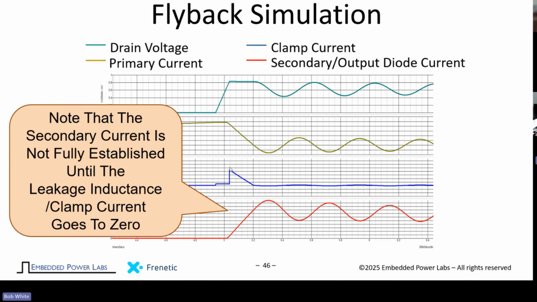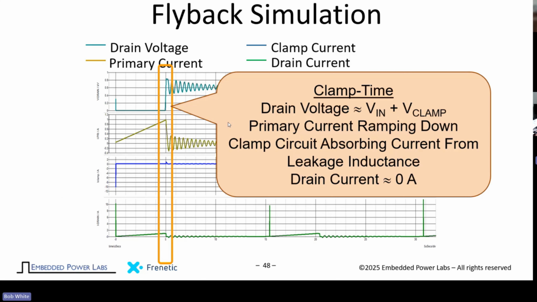Let me zoom in on that a bit here. And you'll see this secondary current is ramping up while the current in the primary, while the leakage, is ramping down. Okay, and this is like 200 nanoseconds per division. This is taking a little bit of time. The voltage here on the drain is clamped at the input plus the clamp voltage. So this really is happening in this interval here.